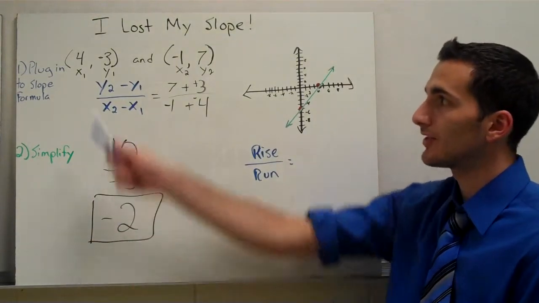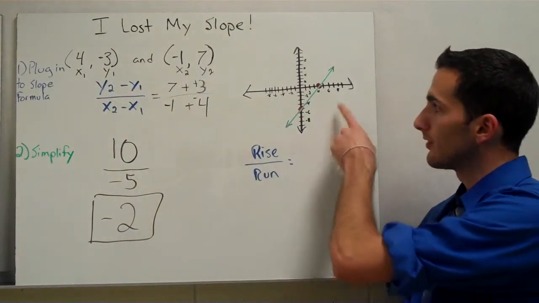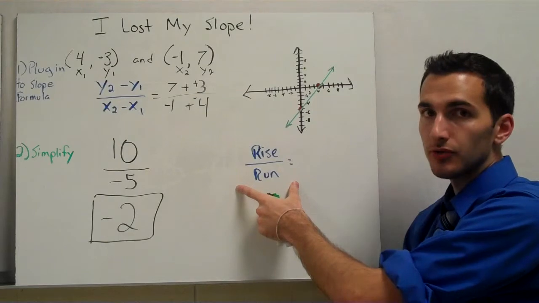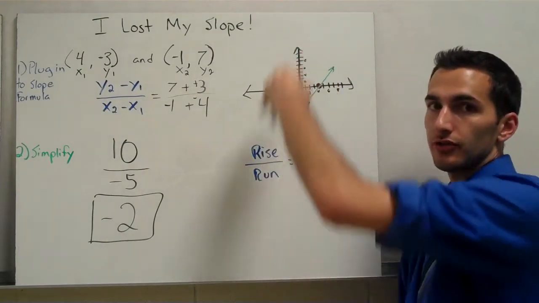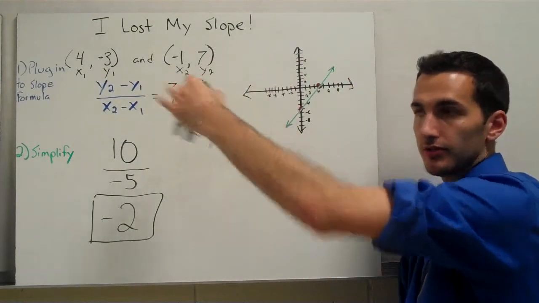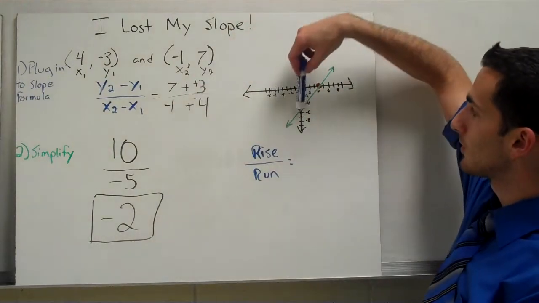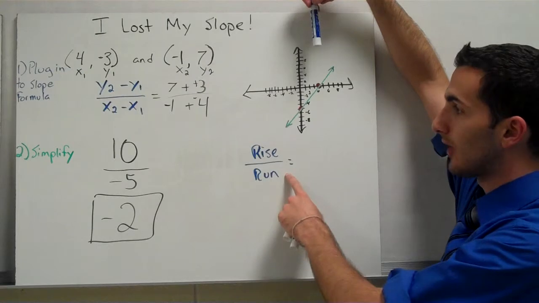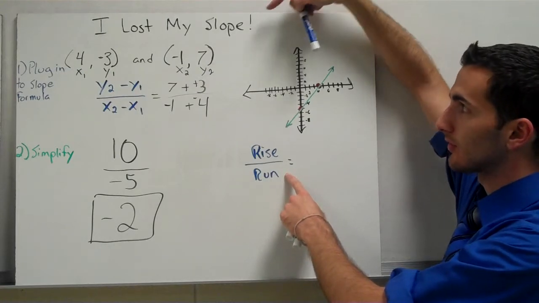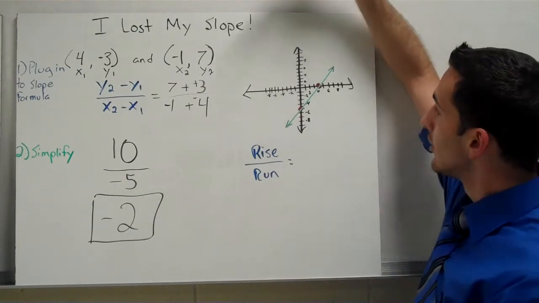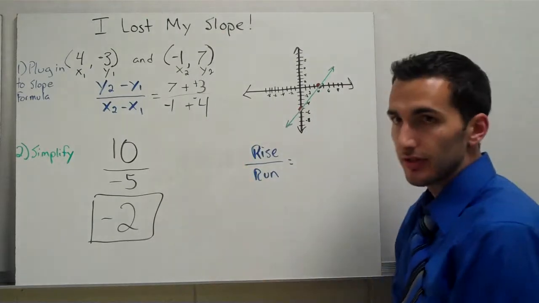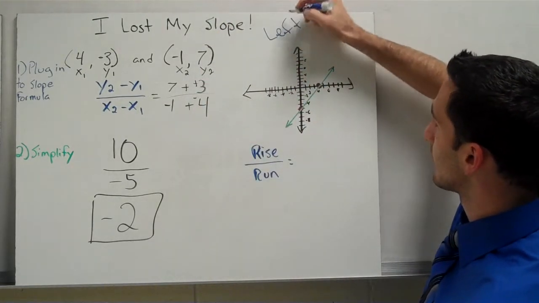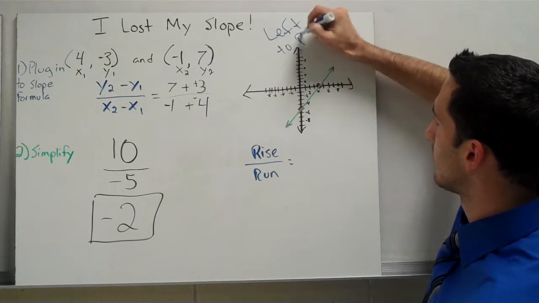Well, what happens if we're not given two coordinates? What if we're only given a graph like this? Well, like we said earlier, slope is also rise over run, the vertical change over the horizontal change. So we can look at the points given to us on this graph and count from one to the other to find our rise over our run, which will give us our slope. Okay? The key to this is always go from left to right, just like reading a book.